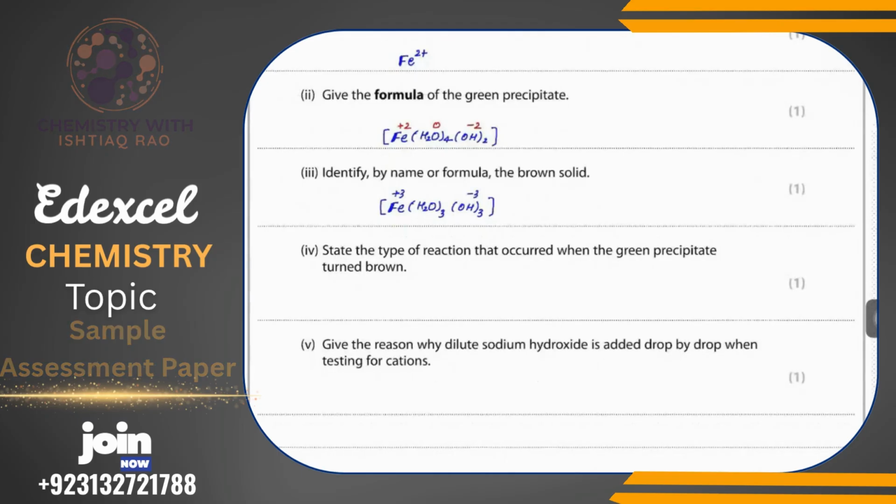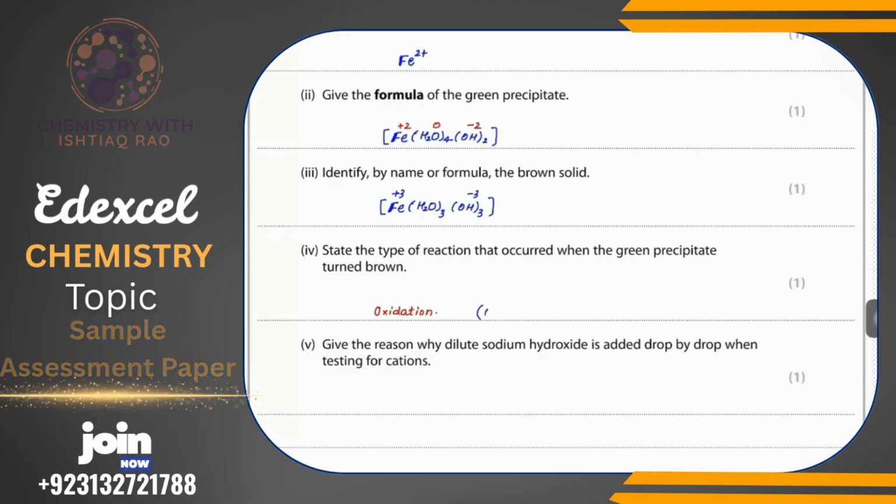This is oxidation. Why is this oxidation? The charge is increased. No, the oxidation number changes from +2 to +3. It increases, so that's why it's oxidation. That's why the charge is increased, right? The oxidation number, yes, the same thing.